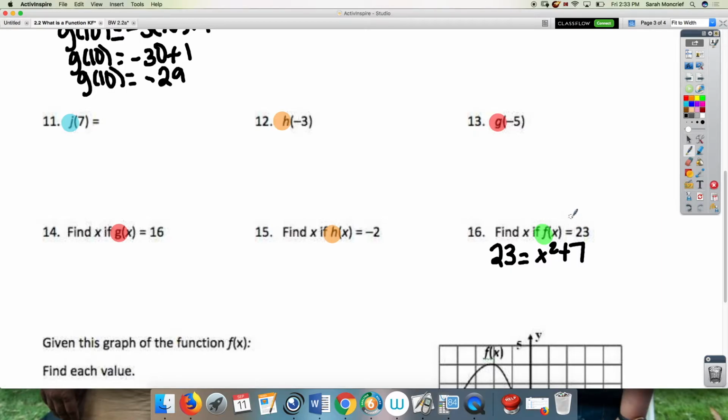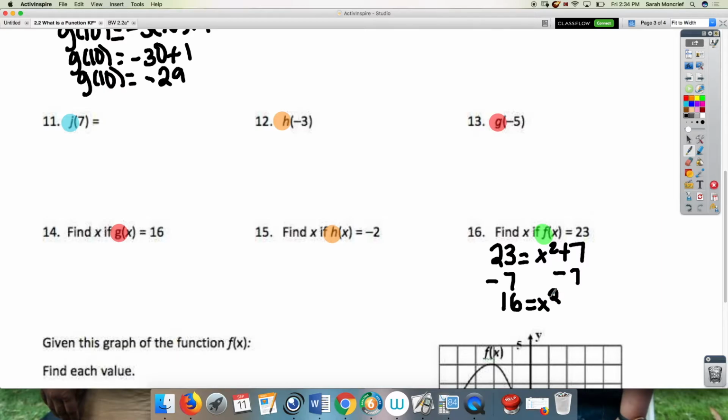We want to get rid of the 7. So this is a plus 7. How do I get rid of a plus 7? Subtract 7 from both sides. What is 23 minus 7? 16. So I have 16 is equal to x squared.